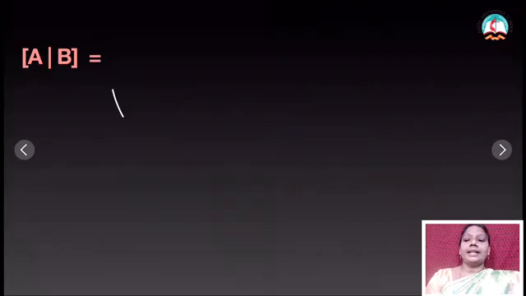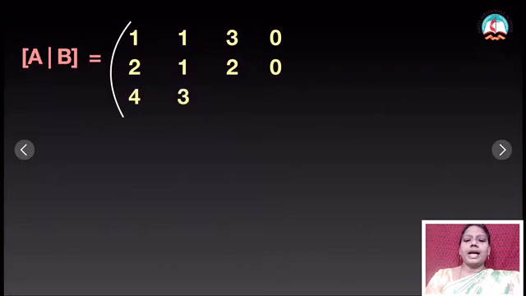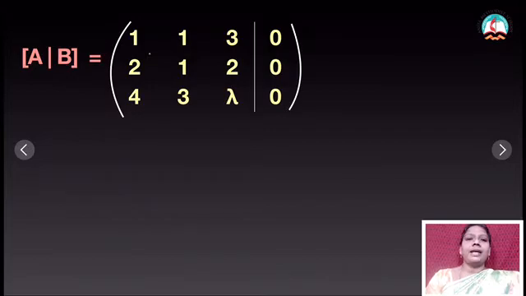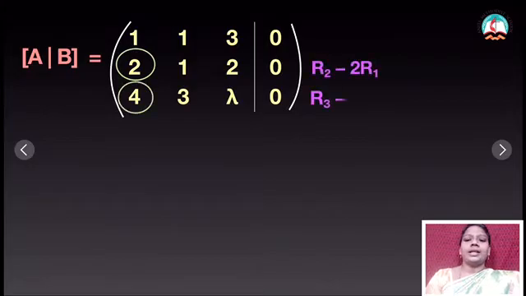If you are interchanging R2 and R3, the first row will be as it is. Now lambda comes in the third row, so it will be easy for us to find the solution. Now as usual, what do we have to do? We have to make the 2 and 4 equal to 0. For that the calculation is R2 minus 2R1, and for the third one R3 minus 4R1. Just take a negative sign and multiply with R1.